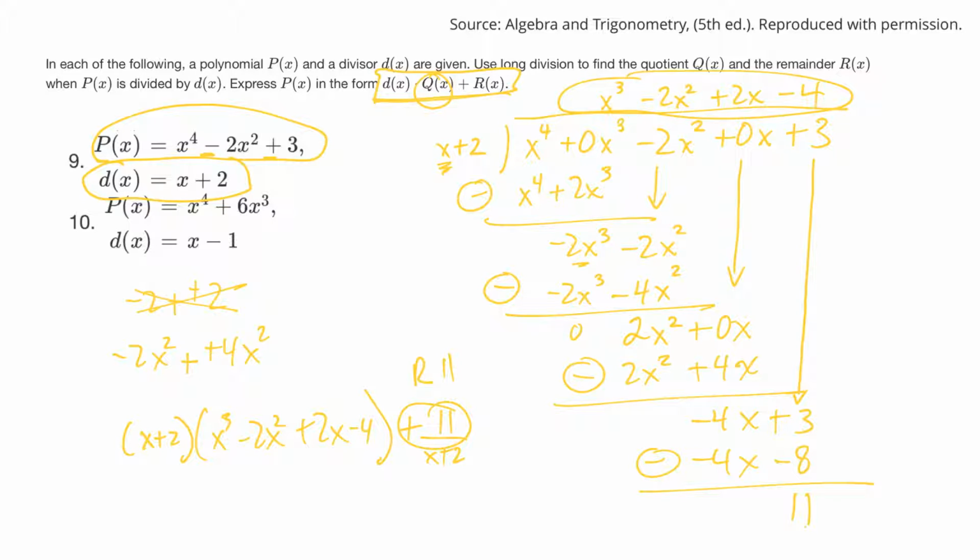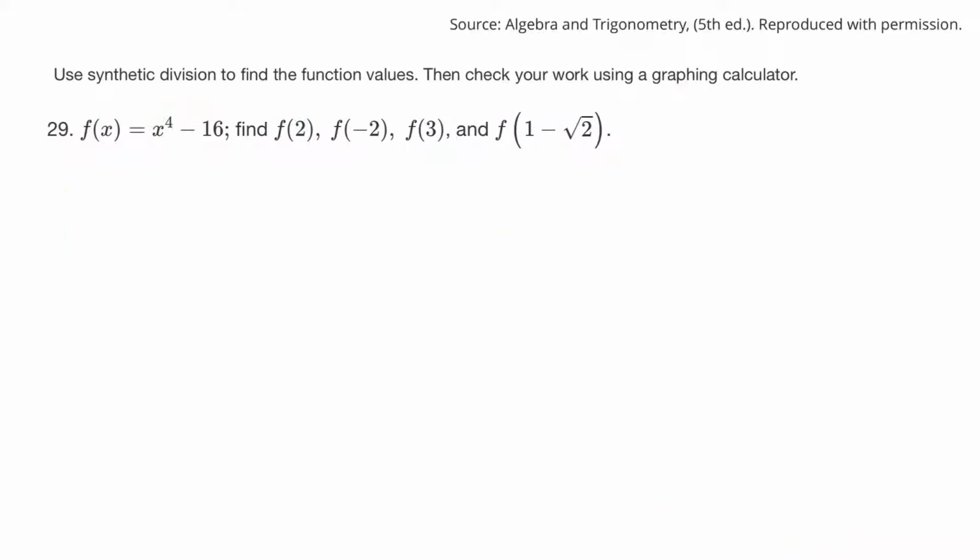Okay, there's that one. And number 10, you would do the same thing. Notice that this one doesn't have an x squared, so you'd have to write 0x squared plus 0x plus 0. So you'd have to use all of those when you're dividing. Okay, next question says use synthetic division to find the function values and check your work with a graphing calculator. Okay, do that. So synthetic division.